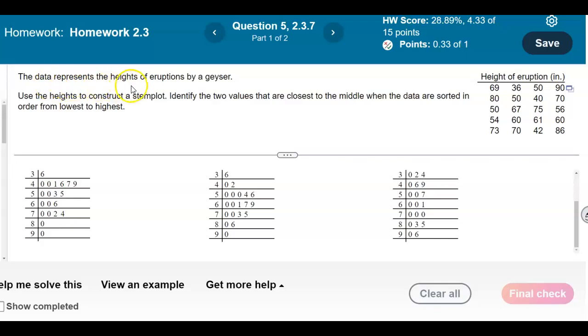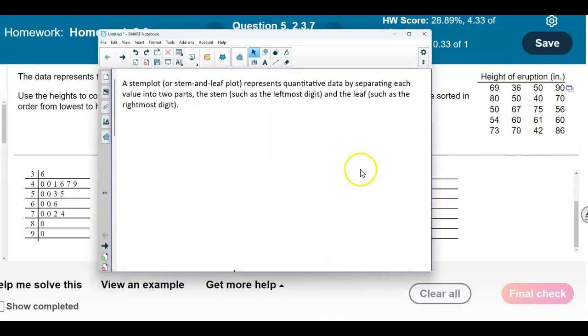The data represents the heights of eruptions by a geyser. Use the heights to construct a stem plot. Identify the two values that are closest to the middle when the data are sorted in order from lowest to highest. So here's our data over to the right. So let's go ahead and talk about this.